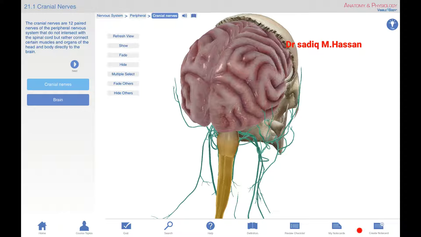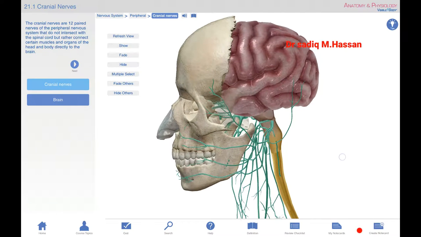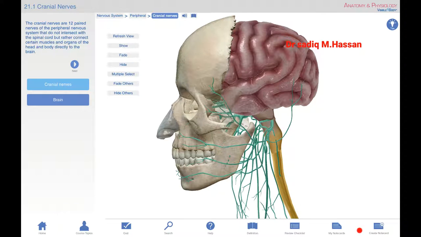So what do they do? As we said, anatomically the peripheral nervous system is divided into spinal nerves, which are 31 pairs, and cranial nerves, which function generally in the head and neck organs. They are called cranial nerves, and there are 12 pairs as well.